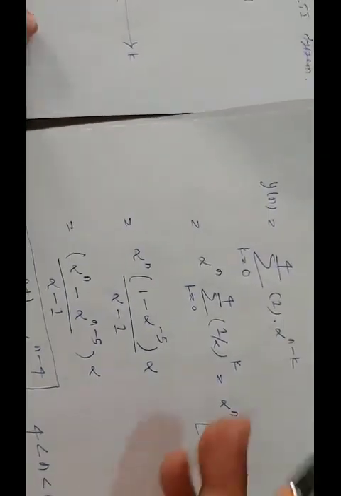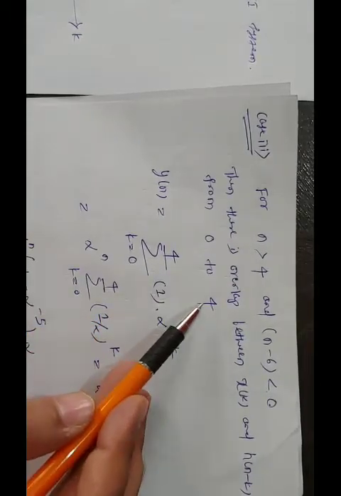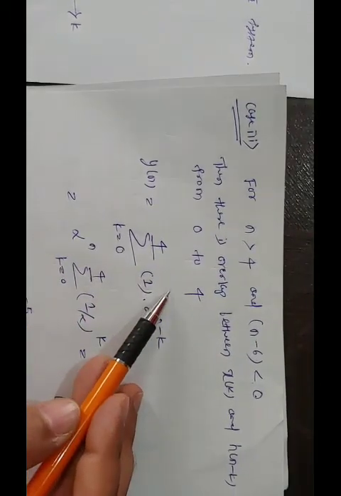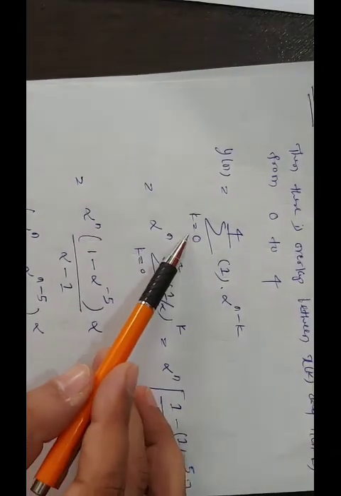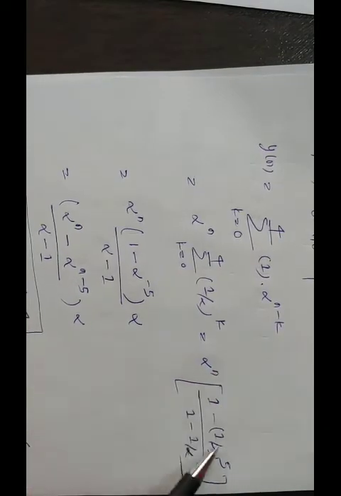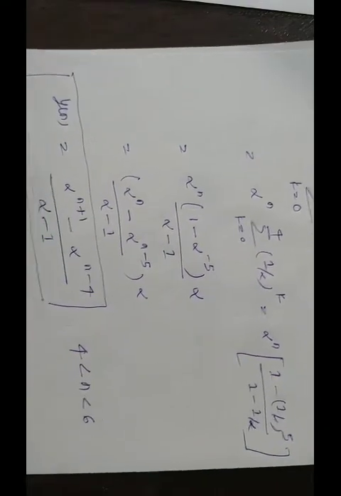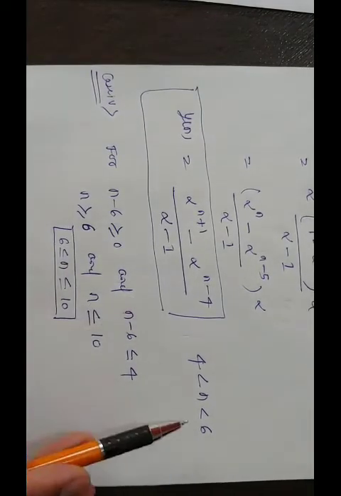So n I have made greater than 4. So n minus 6, I have restricted to less than 0. So then the overlap range is 0 to 4. Hence, I have to simplify for the range 0 to 4, alpha to the power n minus k. So I have simplified here. Just follow the steps.